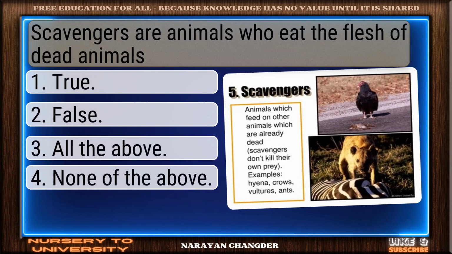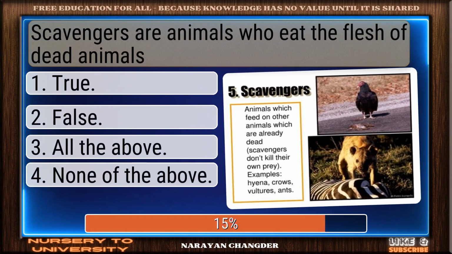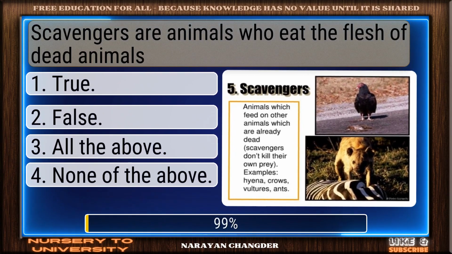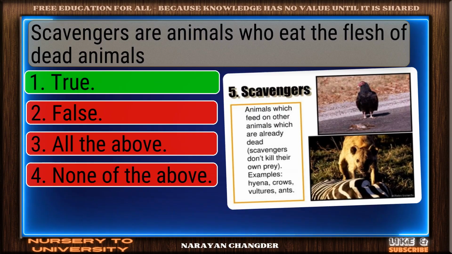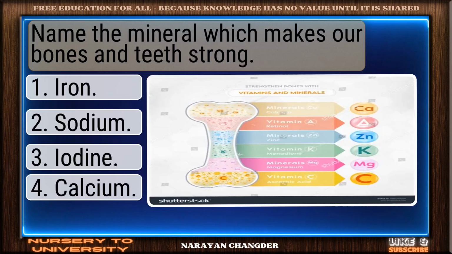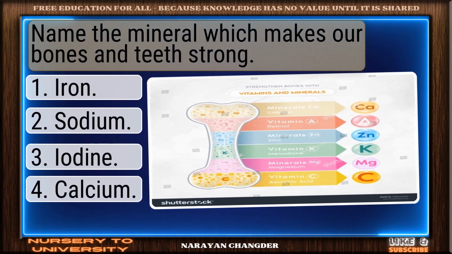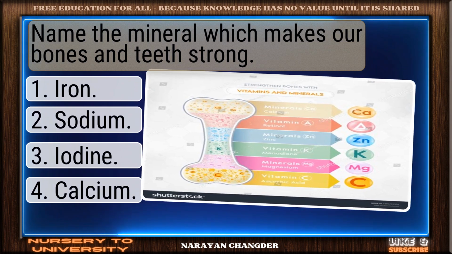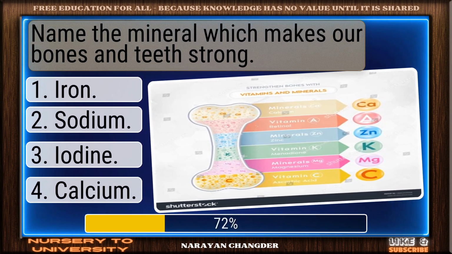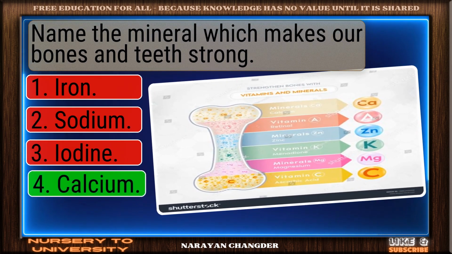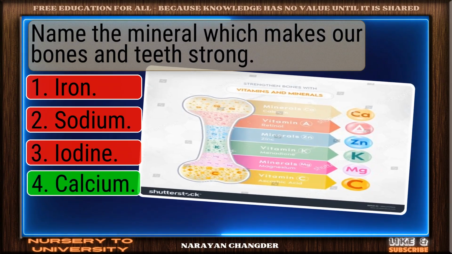Scavengers are animals who eat the flesh of dead animals. Strong choice. True is the right answer. Name the mineral which makes our bones and teeth strong. Clear logic. Your choice calcium is sound and 100% true.